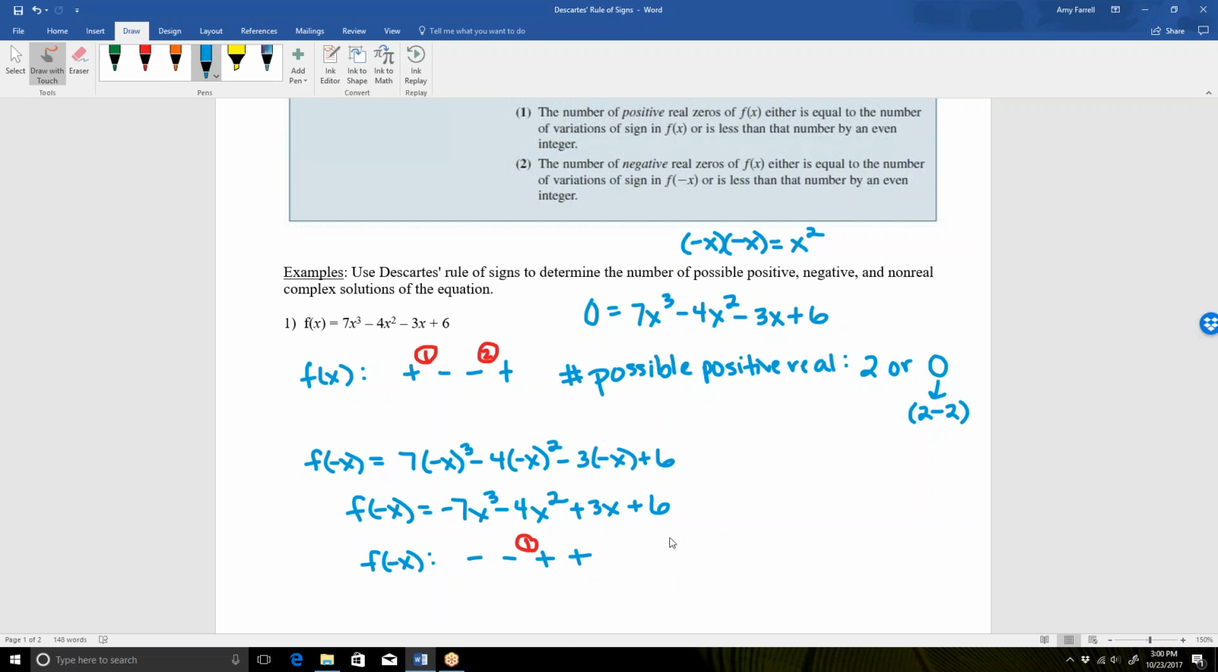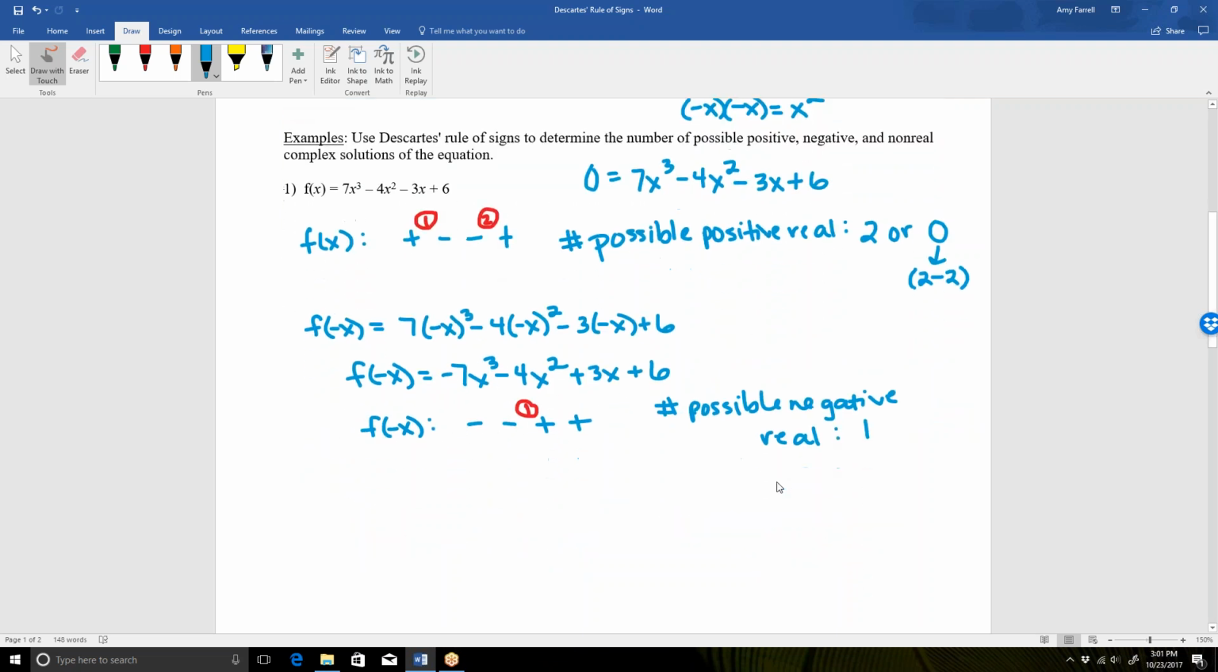variation of sign. This tells us the number of possible negative real solutions. And that is 1, or we have to decrease that number by an even integer. But when you take 1 minus 2, we already get a negative, which is not possible. So it would have to just be 1.